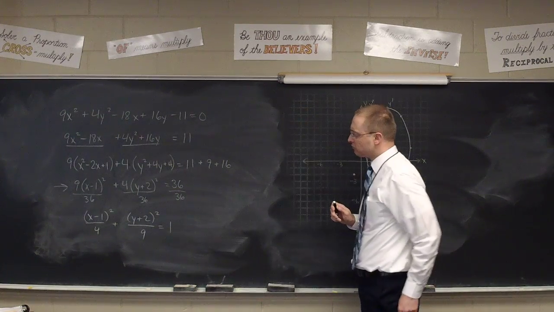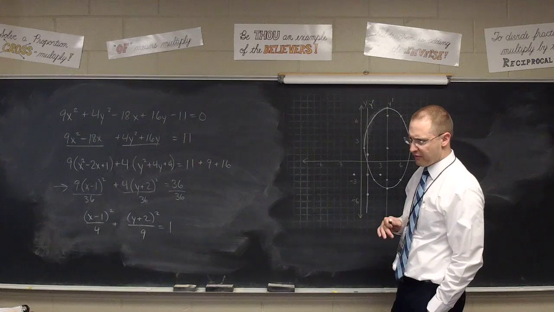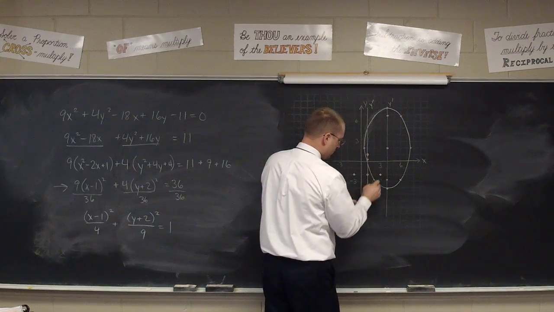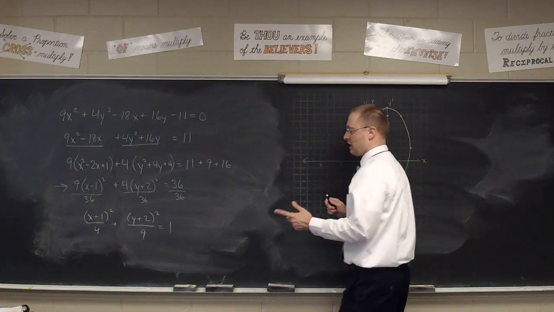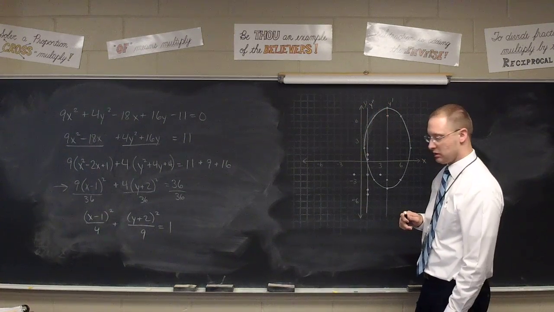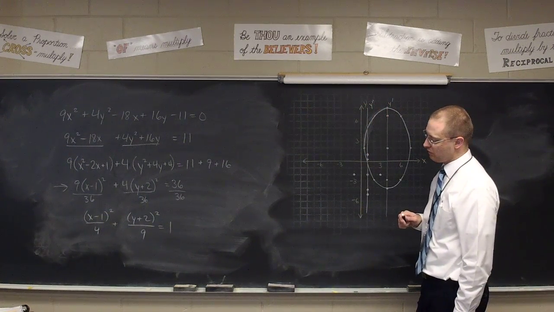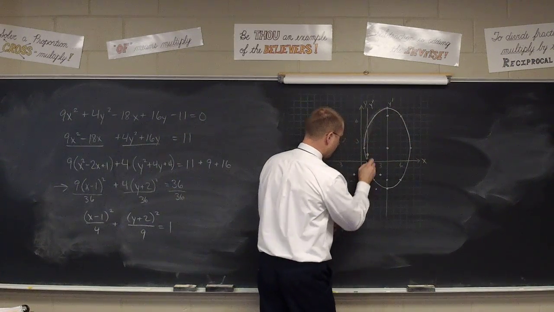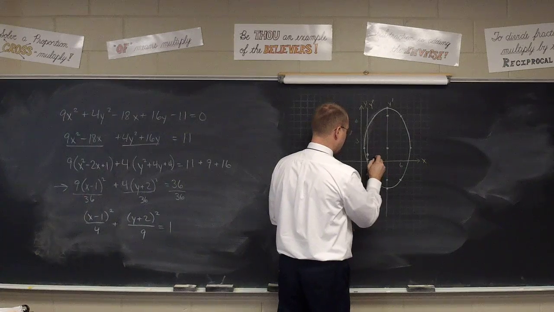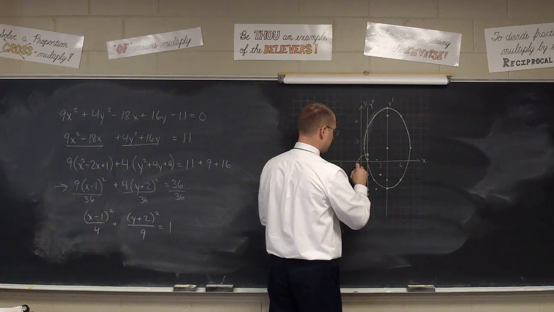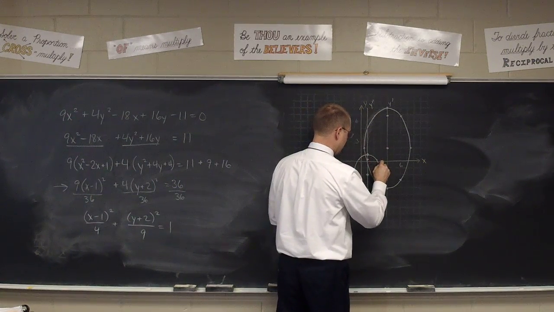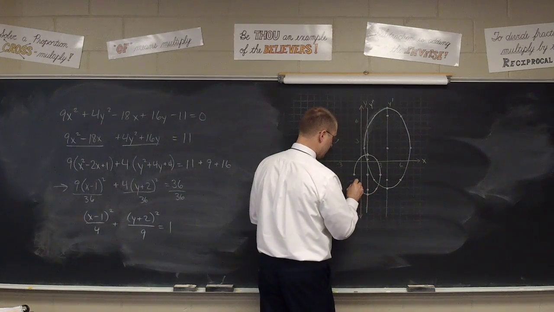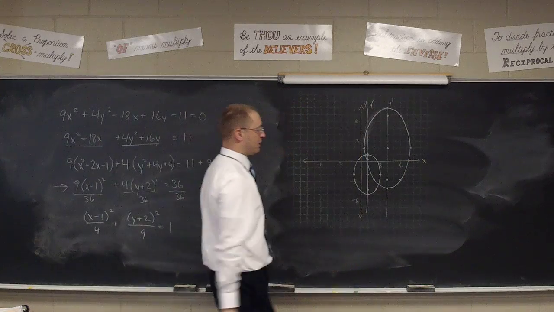Focal length, square root of 5, so 2.2. All right, so a little beyond the 2's. And then each side of the latera recta, 4/3. So 1 1/3-ish. And there we go, out in each direction. And so we get an ellipse that looks something like that. And there we go.